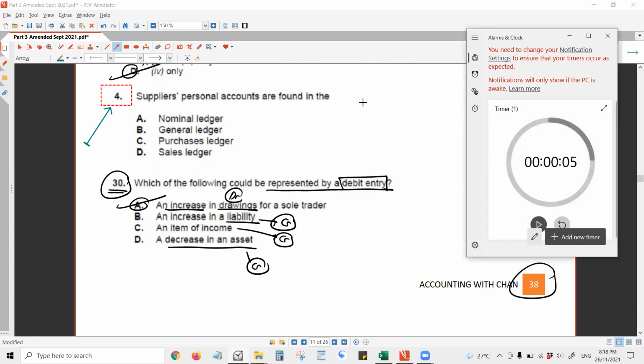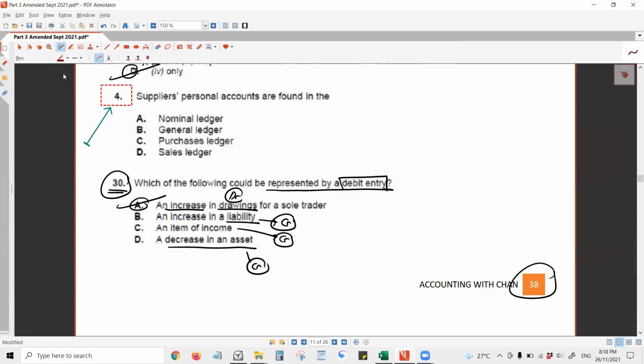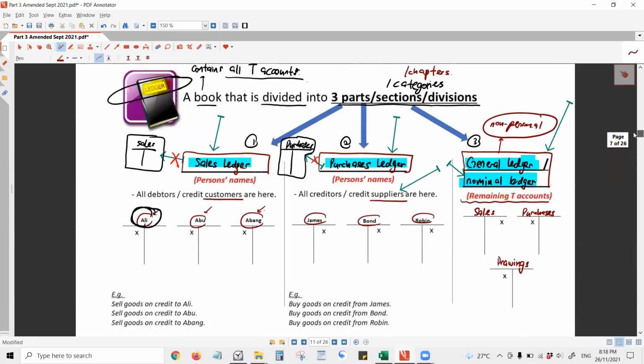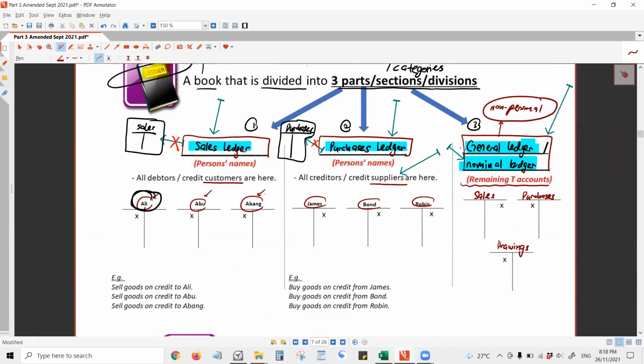Good. All of you have answered. Now, whether you have gotten it right or wrong doesn't matter here, as long as you learn from the mistake. You are now learning. It's okay to make mistakes. Suppliers' personal accounts are found in, so they're asking you, where do suppliers' accounts appear? Let's say supplier 1 account, supplier 2 account, supplier 3 account. They ask you, where do these accounts appear? So straightforward, right?